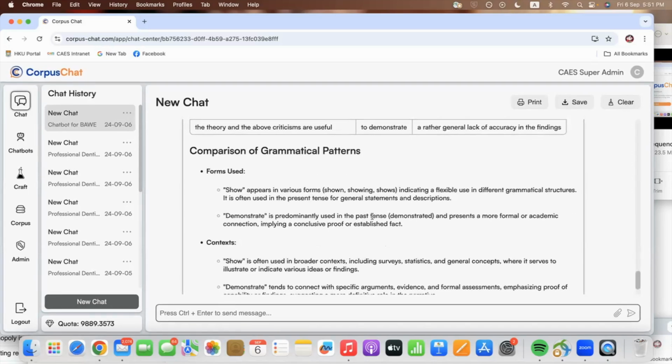If you like, you can ask AI. I can see demonstrate is predominantly used in the past tense. And then can you give me, okay, some more examples in keyword in context about how this word is used in the past tense, for example. Now, you can do so. For example, give me some more examples from the corpus that show, that indicate maybe how the word demonstrate is predominantly used in the past tense.